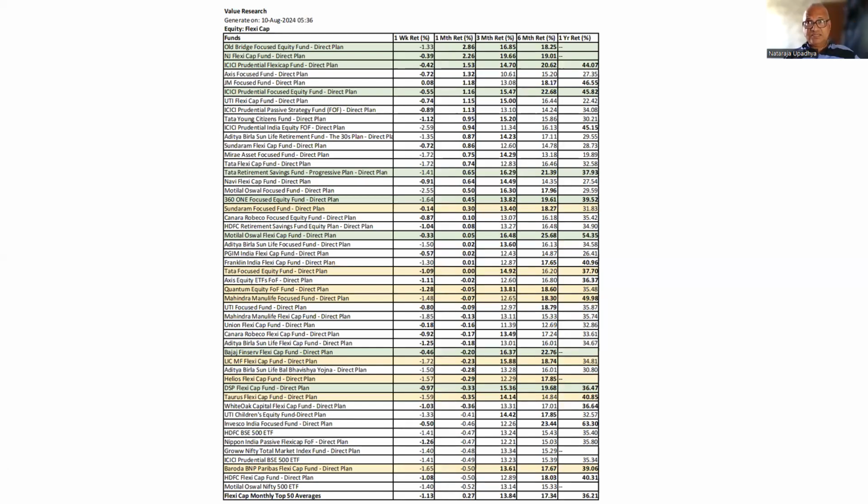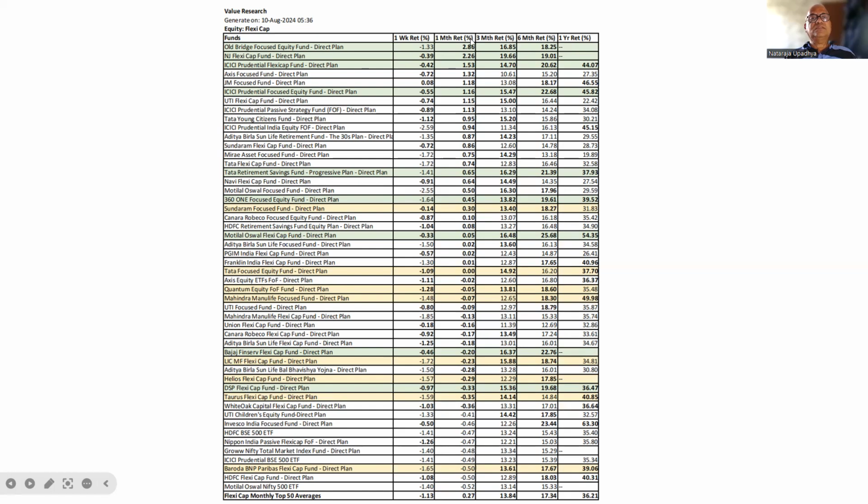Flexi Cap Funds did worse than large cap or large and mid cap or mid cap or small cap. So this mixing up hasn't really helped. The ones in green are Old Bridge Focused Equity Fund, NJ Flexi Cap Fund, ICICI Prudential Flexi Cap Fund, ICICI Prudential Focused Equity Fund, Tata Retirement Savings Fund Progressive Plan, 361 Focused Equity Fund, Motilal Oswal Flexi Cap Fund. Then two more, Bajaj Finserv Flexi Cap Fund, DSP Flexi Cap Fund.